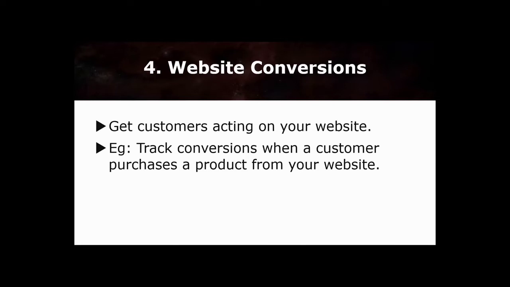Last but not least is website conversions. This campaign objective is to get your customers acting on and using your website. For instance, you can track conversions when a customer purchases a product from your website. To enable website conversion ads, you'll need to use the Facebook Pixel for websites. In the next module, we'll talk about budgeting your Facebook ads, as well as targeting your audience.